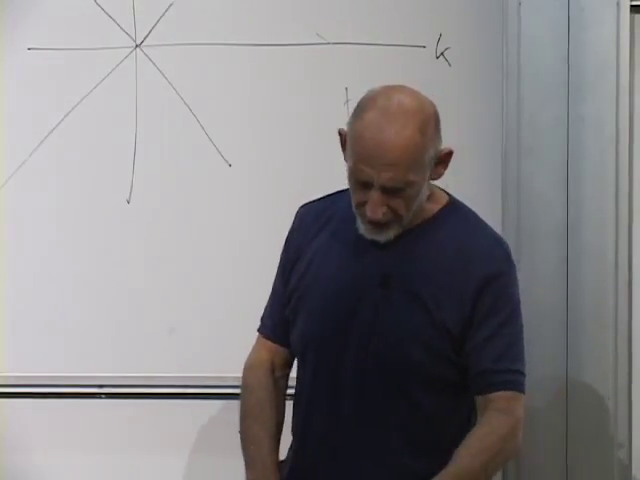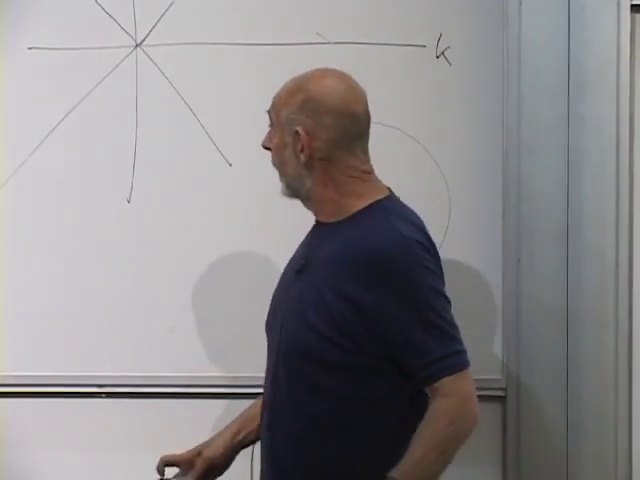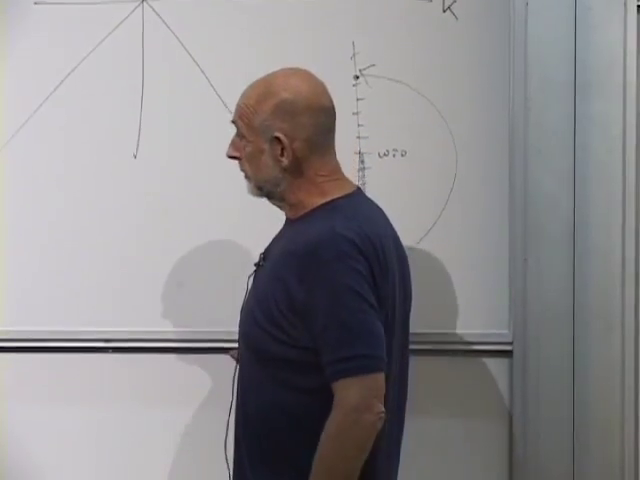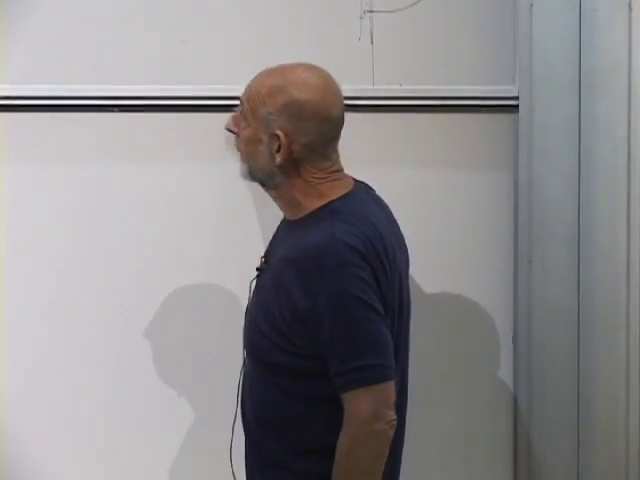So what's the mass of these particles? They're massless. Why are they massless? Because they move with the speed of light. Okay, we'll come back in a moment and try to make them massive.